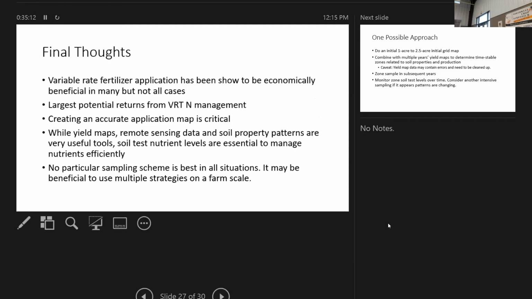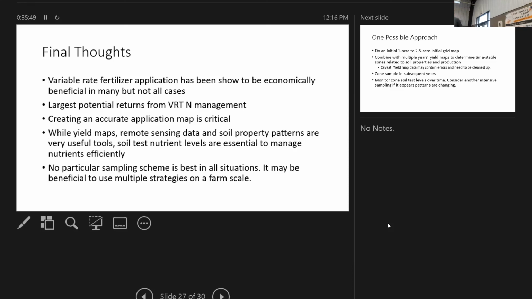All right, good. So variable rate fertilizer application has been shown to be economically beneficial. I mentioned that, but it's a case-by-case basis. Some fields it's just not going to pay out, and a big part of that is how much variability you've got in there. The largest potential returns really are from nitrogen. I don't want to discount the phosphorus and potassium. Those are important too, but N has the most immediate and probably the biggest impact on your bottom line.